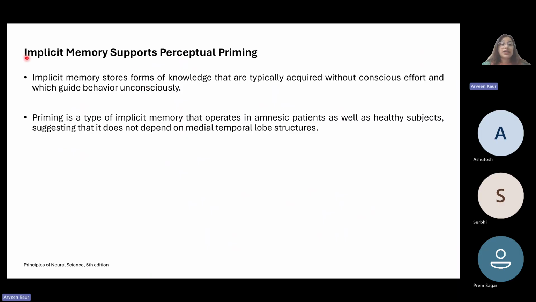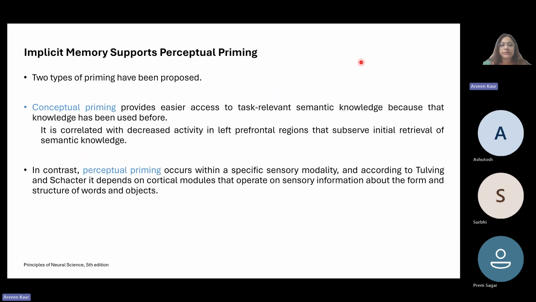So we had studied that implicit memory supports perceptual priming, right? Which means that, what is this priming? Priming is a type of implicit memory that operates in amnesic patients as well as healthy patients, wherein again, it is the same concept that we don't require conscious effort to remember something, right?